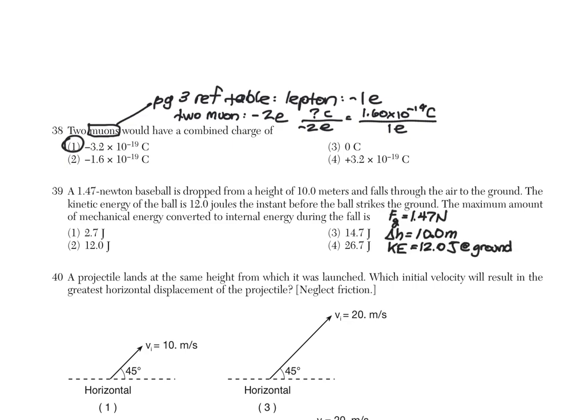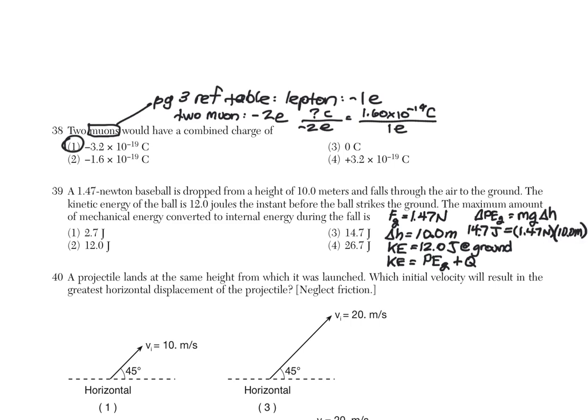Okay, 39. So we have a 1.47 newton baseball dropped from 10 meters up, and it says when it reaches the ground, the kinetic energy is 12 joules. So what should happen here is that the kinetic energy that it gains as the ball falls is the gravitational potential energy that it's losing. But it's asking about the internal energy, so there's going to be some internal energy loss there. Well, let's figure out what the actual gravitational potential energy is. So gravitational potential energy is mgh.